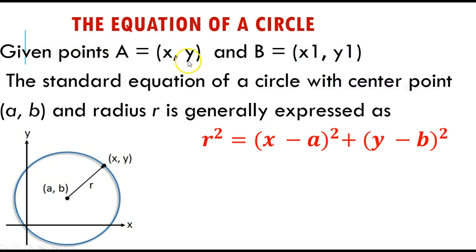Given any point on the circle (x, y), and then another point (a, b), or (x1, y1), whatever you want to call it, the standard equation of a circle with center (a, b) and radius r is generally expressed like this.